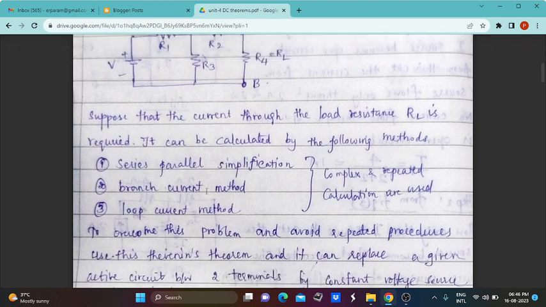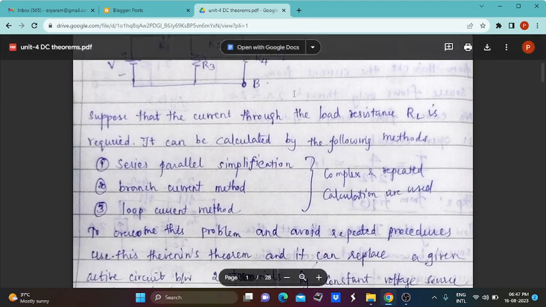Branch current means that with the help of the current divider rule, we can find the branch current. The loop current method means the mesh current analysis method. For more complex circuits, we can find the loop current for a particular mesh or loop. So these three methods can be used for finding the unknown current value. But this involves complex and repeated calculations for calculating the load current IL.